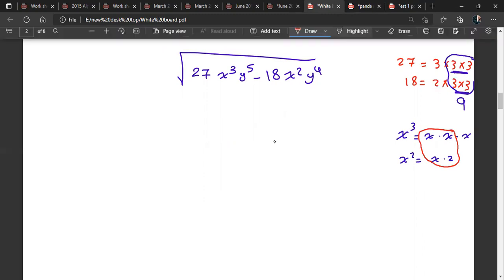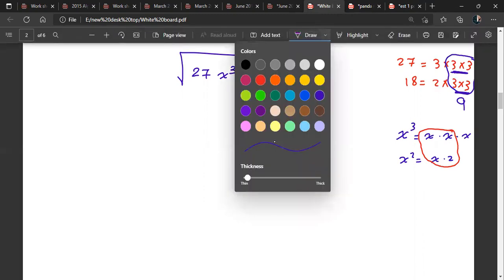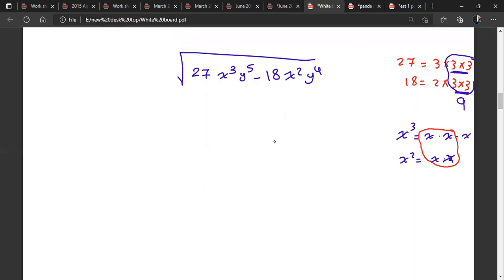Here x, okay? Here we also have the common factor x squared. The same way, y power 5 and y power 4. The common is what? Y power 4, the least power. Is this clear? So now the common between y power 5 and y power 4 is y power 4.